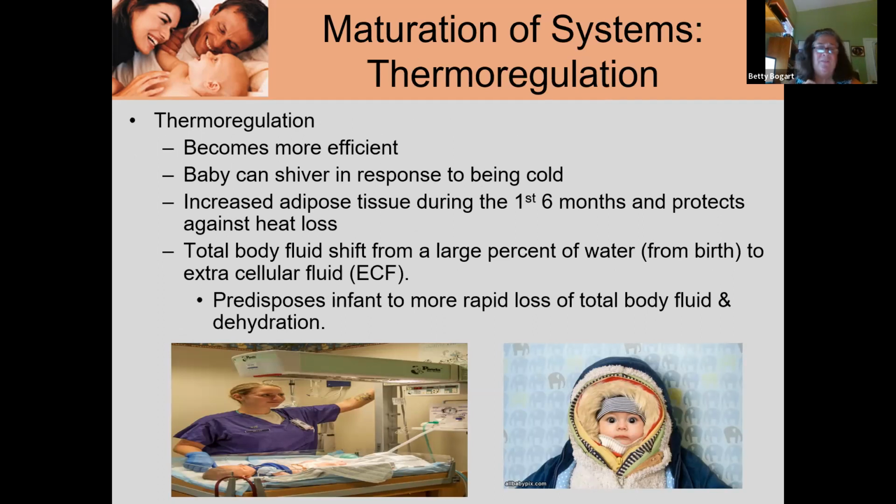Now at birth, what's the first thing we do with an infant after mom has the baby? We put them on a warmer. That's hot. Why? They have no ability to maintain their own temperature. They don't have all of that fat tissue, which protects them from heat getting out and getting them cold. And we don't want an infant to get cold. There's many things that can happen from that.